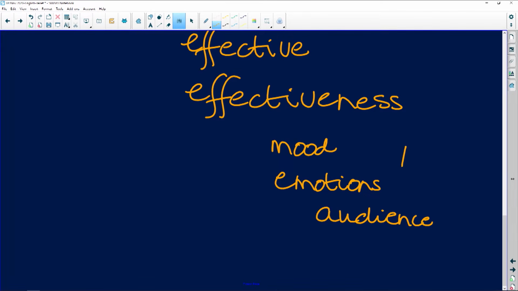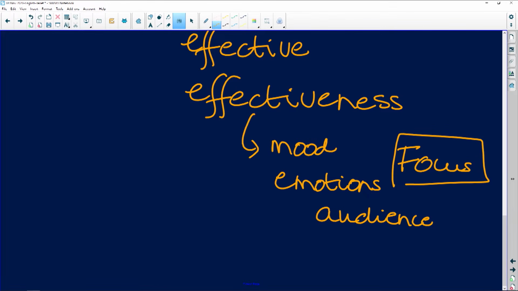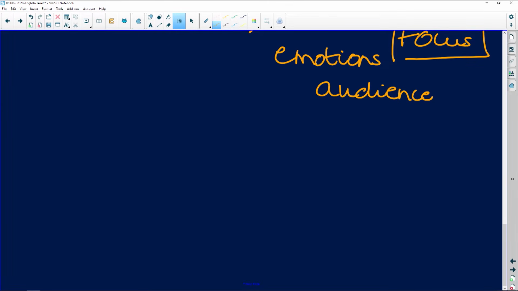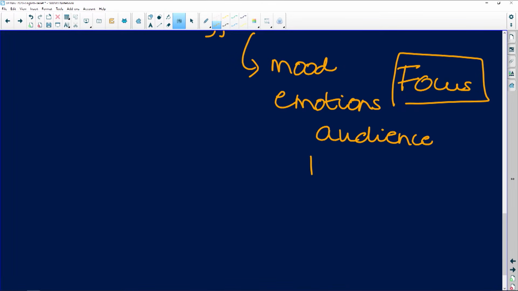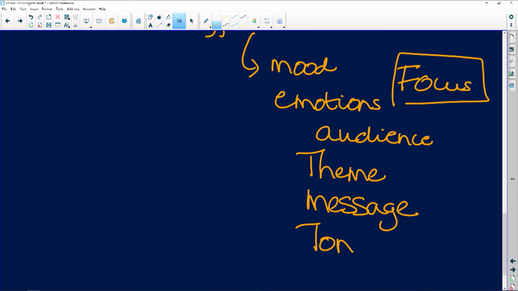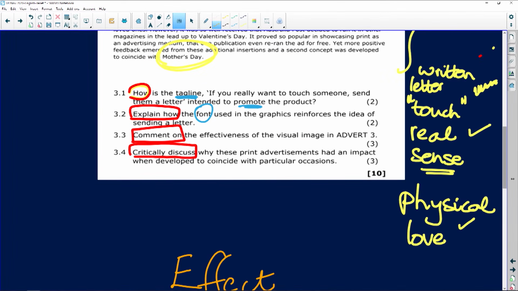Sometimes the examiner gives you a focus, but sometimes the examiner doesn't. When you've got a focus, then effectiveness becomes easy. When you haven't got a focus, you've got to make the focus. So say to yourself, what are the key features of texts? So we've got mood, emotions, audience, theme, message, tone. Those are key features. So let's go back to the question. Was there any help? No.